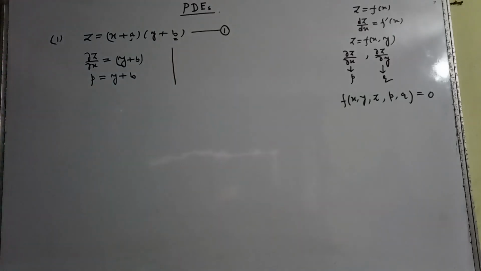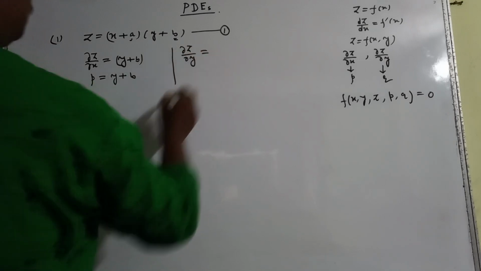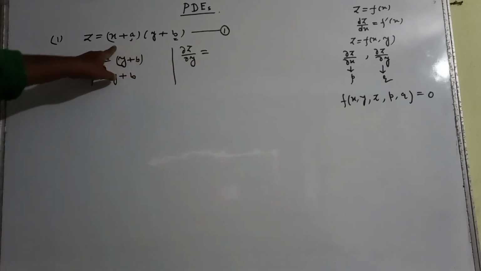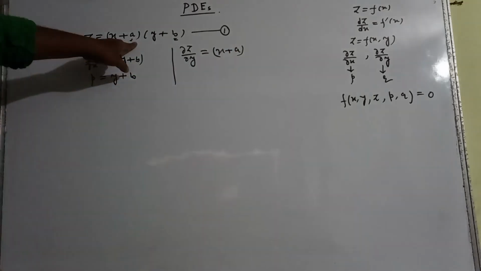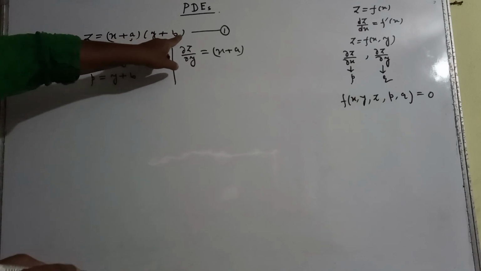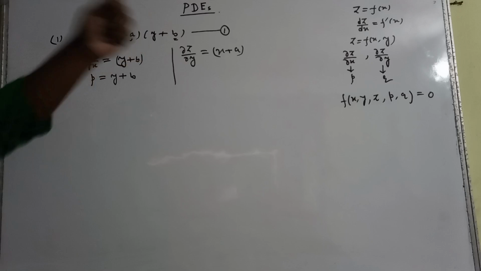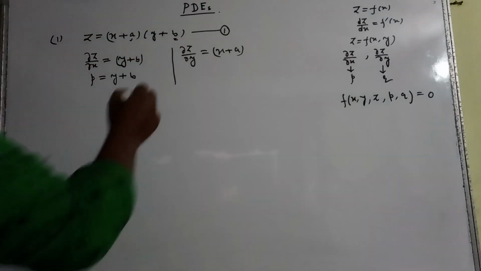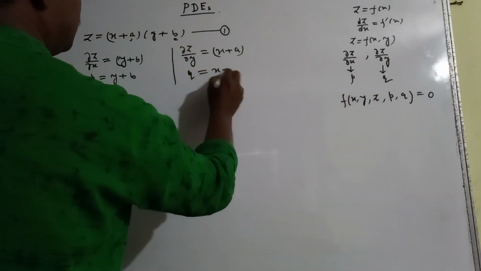Again, when we differentiate with respect to y partially, then del z by del y equals: we take x plus a as constant. Since it is a product, x plus a remains, into the derivative of y plus b. The derivative of y is 1 and the derivative of b is 0. So x plus a into 1 is x plus a. We denote del z by del y by q. So q equals x plus a.